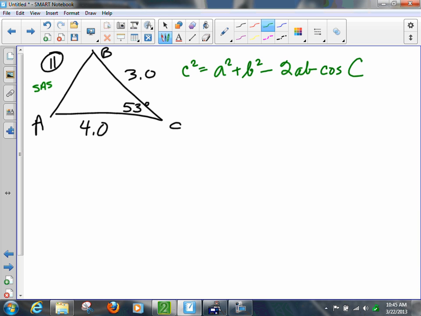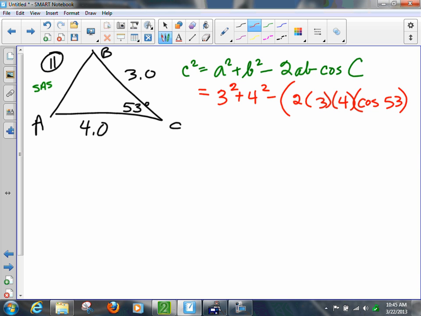Okay. Now we just start plugging in the information. It's just plug and chug. All right. A is 3 squared plus 4 squared minus parentheses 2 times 3 times 4 times cosine of 53 and double that parentheses. Okay?